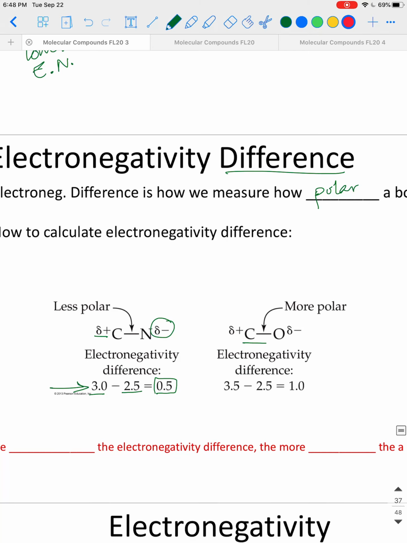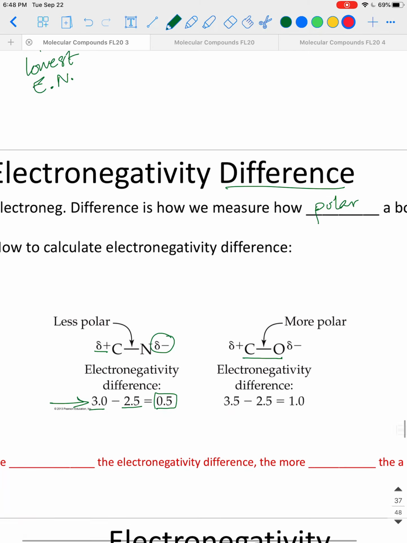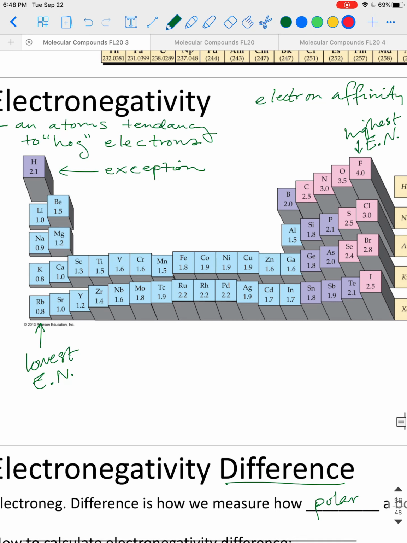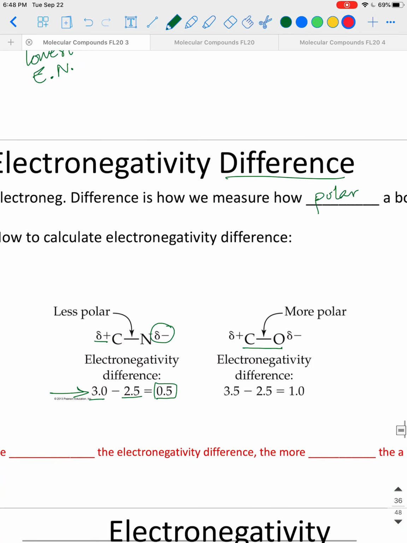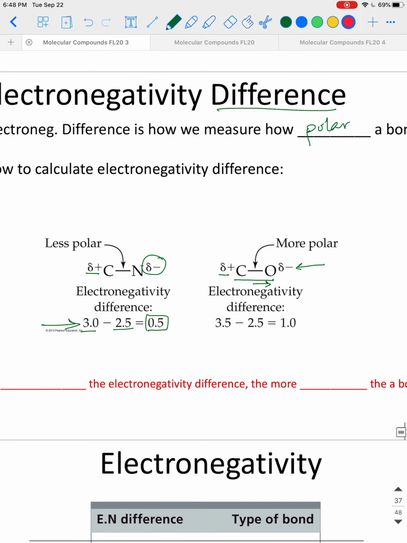If we're looking at a bond between carbon and oxygen, oxygen is closer to fluorine, okay? Oxygen and nitrogen, closer to fluorine than carbon. So oxygen is the partial negative here. The electrons are pulled towards oxygen in this bond. Carbon is the partial positive. It's electron poor because the electrons are pulled away from carbon. The electronegativity value for oxygen is 3.5 minus the value for carbon, 2.5. We have a difference of 1.